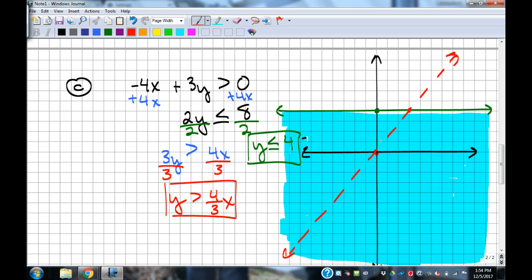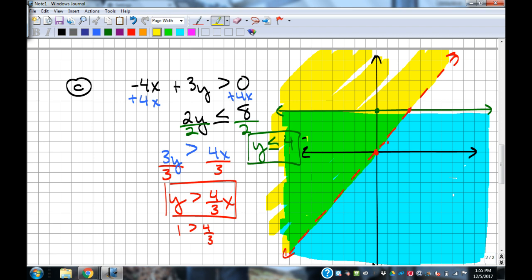I can't test with 0, 0 because the line goes through it. Well, I can't just test with the one number. I've got to have two numbers. I've got to have an x and a y. 1, 1. Yeah, the graph barely misses 1, 1. So that works. Is 1 greater than 4/3? No, it is not. So I'm going to shade above that line, which would be this direction. So we have the solution area there.